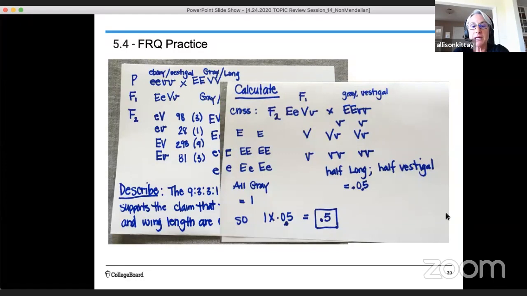To do the probability calculation, the cross was our F1, the dihybrid, big E, little e, big V, little v, with the fly that is homozygous dominant for the gray body type, big E, big E, and vestigial for the wing, little v, little v. If you do them separately, you could obviously do a shortcut, but I just wanted to show you how it came out. For the body color, they're all gray, so that probability is 1. For the wings, you get half long, half vestigial, so that probability is 0.5, and then the overall probability is 1 times 0.5. Oops, that should be 0.5 right here, sorry, but the correct answer is 0.5.